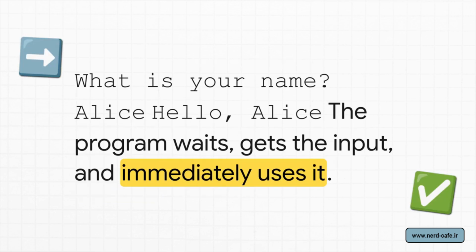And this is what it looks like in action. The program prints our question. It pauses, and it waits. So a user named Alice types her name, hits enter, and boom, the program immediately uses that input to say hello. It's a perfect little back and forth conversation.